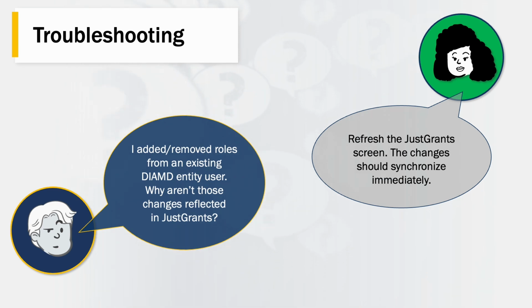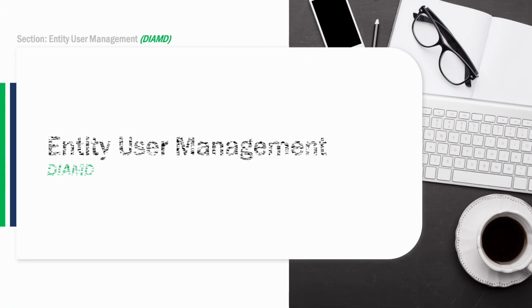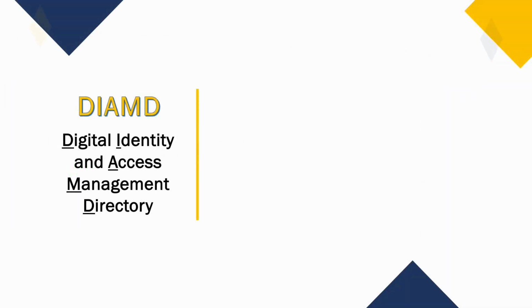All right, let's shift gears now into entity user management in Diamond. Assigning entity users roles in Diamond is the first step in assigning entity users to awards and applications in JustGrants. Let's look at how the entity administrator invites entity users into Diamond. The Digital Identity and Access Management Directory System is commonly called Diamond. The entity administrator is the only person with access to Diamond, so you can see how important it is to maintain an active entity administrator.